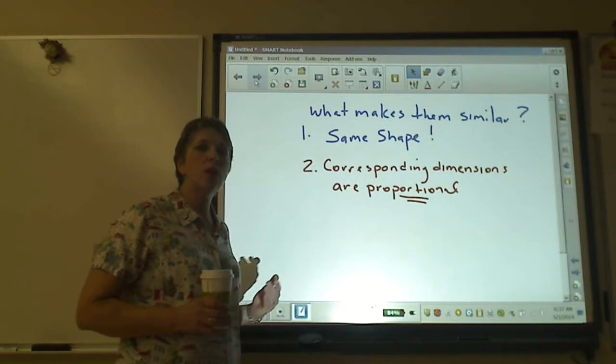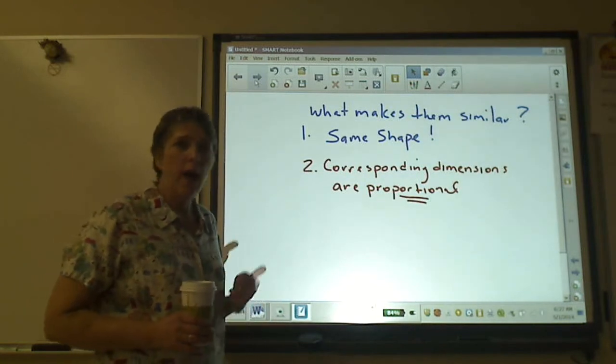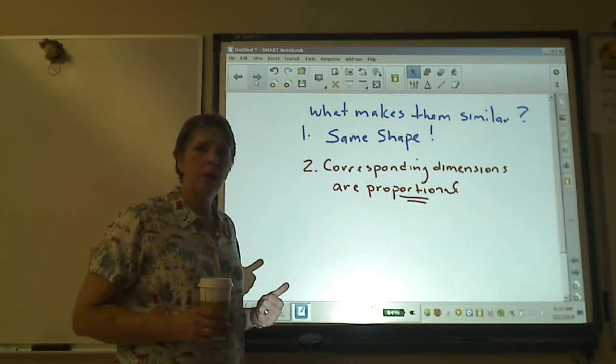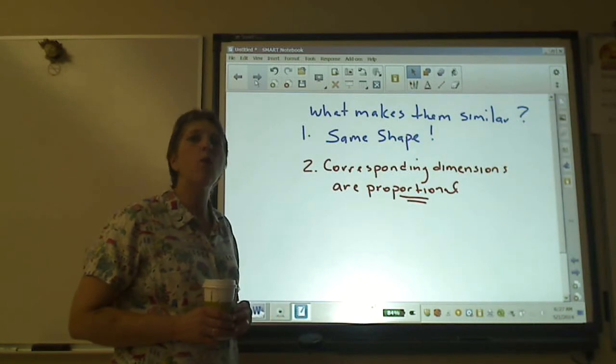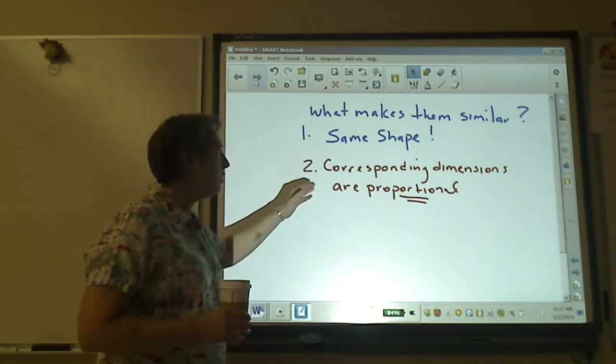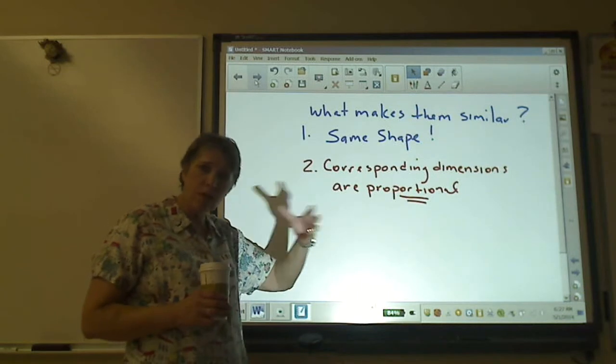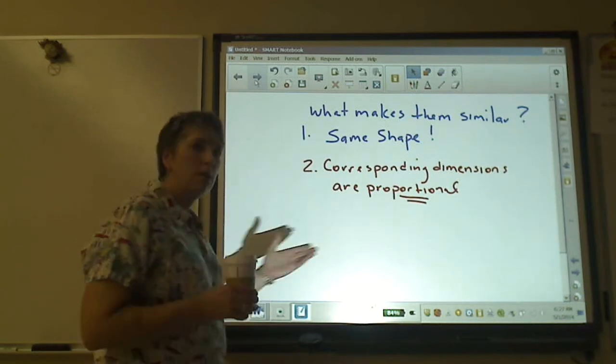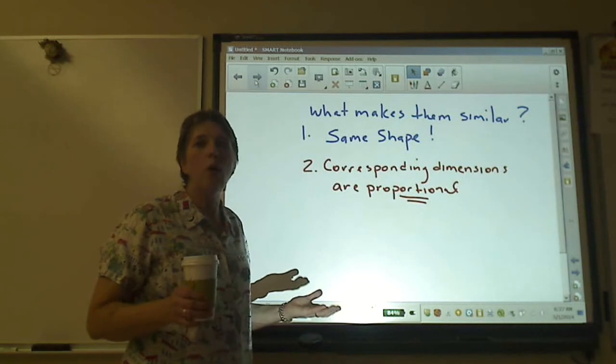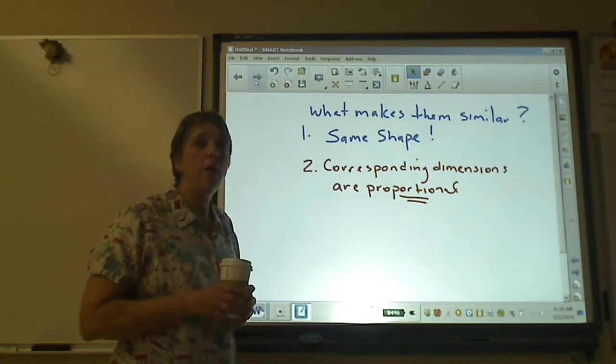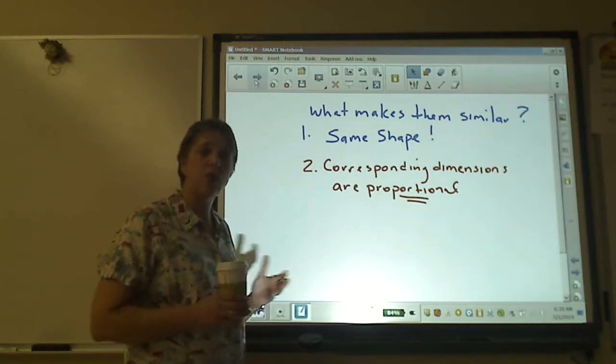So similar prisms have to have the same shape and they have to be proportional. So their corresponding sides' measurements have to be proportional, so they grow comparatively in the same way. But all the sides have to be proportional, just not one or two.